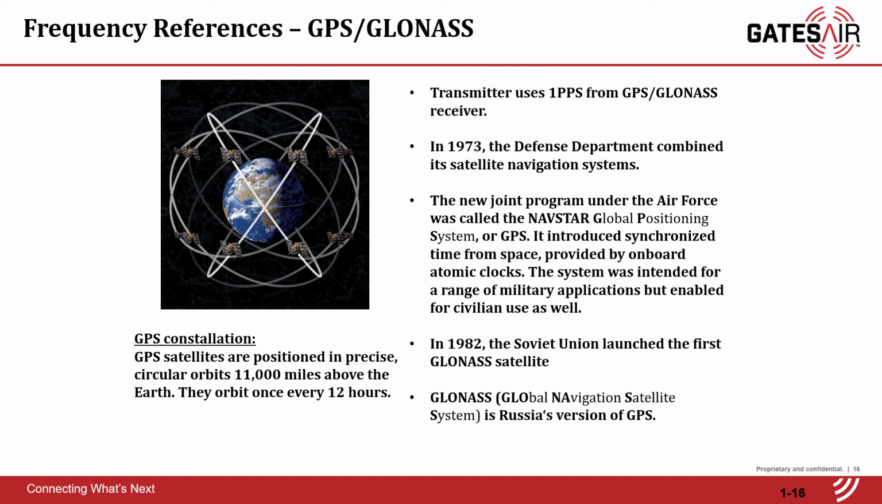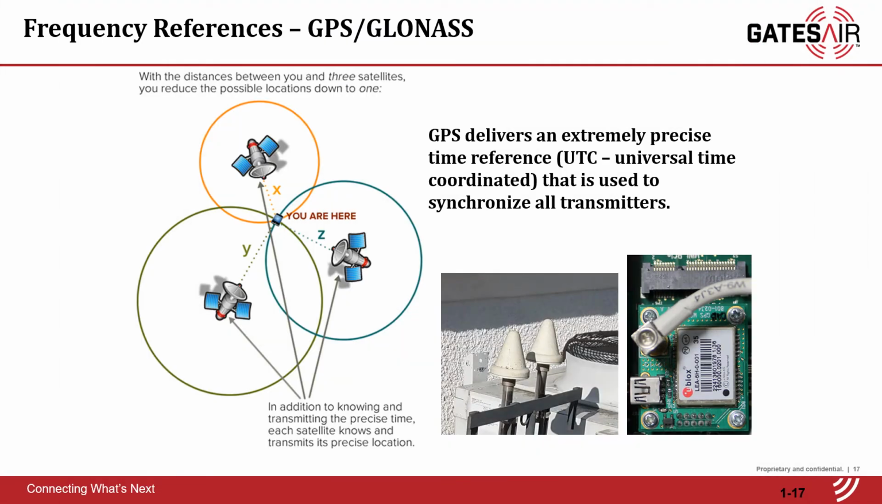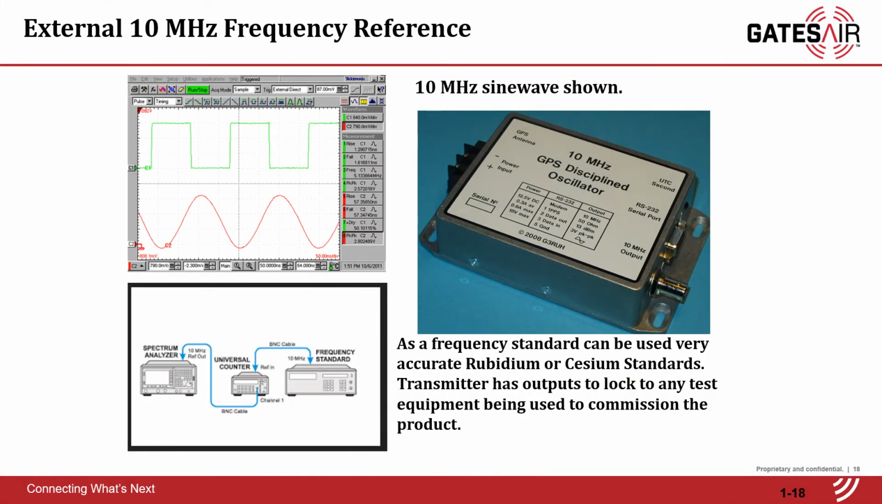GPS satellites orbit every 12 hours. In 1973, the Defense Department combined its satellite navigation system, called Navstar Global Positioning System, or GPS. Later, it was allowed for public use. In 1982, the Soviet Union launched a similar program called GLONASS, Global Navigation Satellite System. Your receiver will always pick up the nearest satellite. GPS delivers extremely precise time references for transmitters. Newer transmitters have a GPS-disciplined oscillator for the carrier frequency, also for external test equipment use.